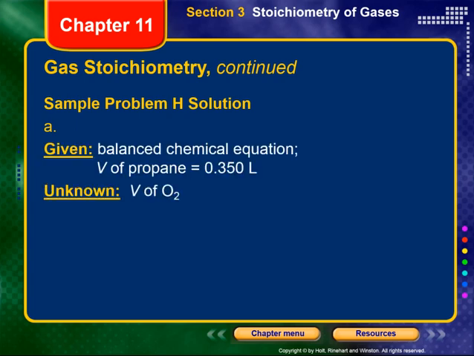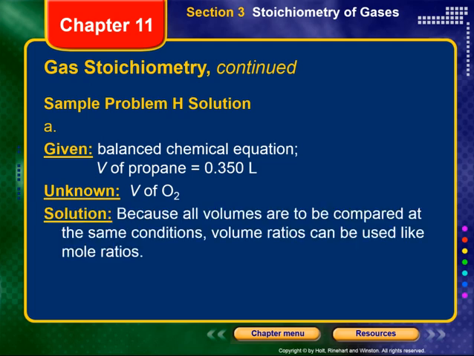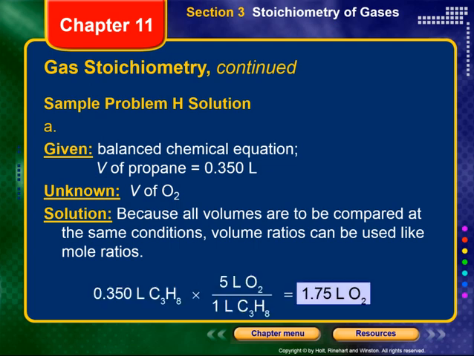Right? We know for part A that we have the volume of the propane gas. It's 0.350 liters. We also have the balanced chemical equation. Right? So that's super important. What we're trying to find here is the volume of O2. So it's still going to be in liters, but it's going to be in liters of O2. The idea here is that because all volumes are to be compared at the same conditions, the fact that all the conditions are the same allows the volume ratios to be used just like mole ratios.